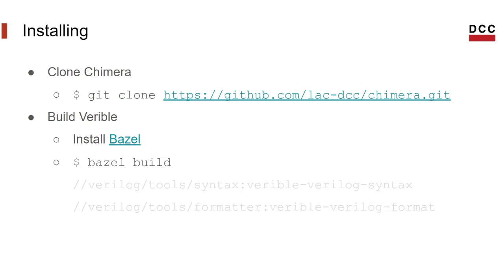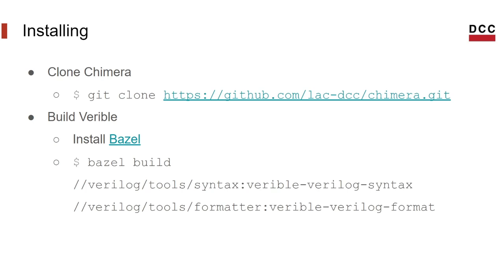Now we can build Verible. We do that by using the bazel command and the build option. It has a large variety of tools, but for ChiGen we will only need the parser and the formatter. The last step is to build ChiGen. For that, we simply run the setup script.